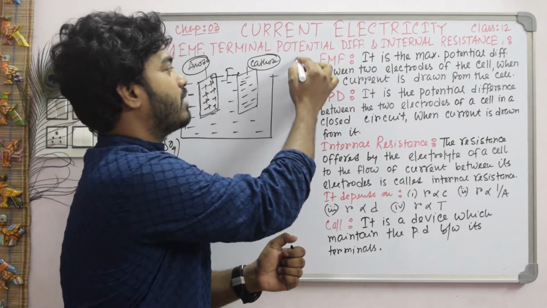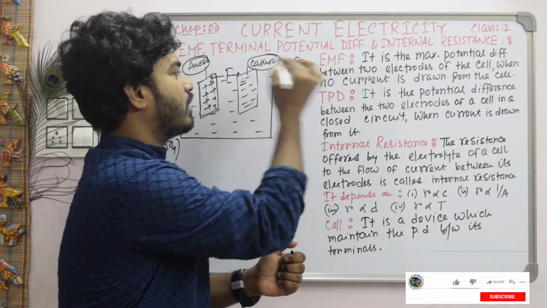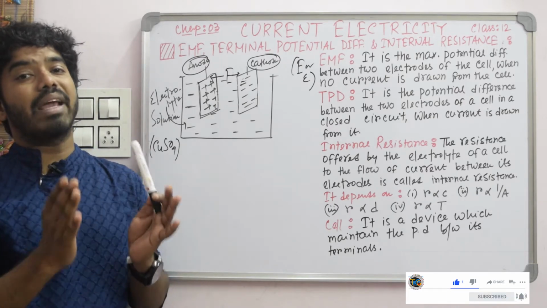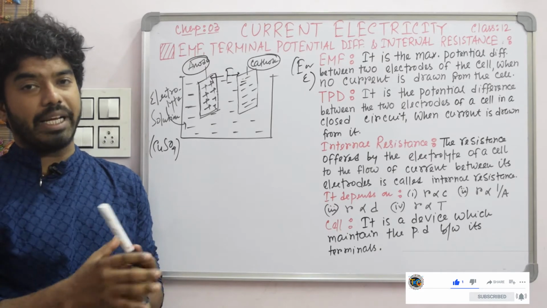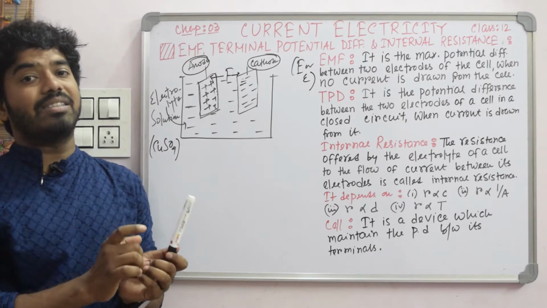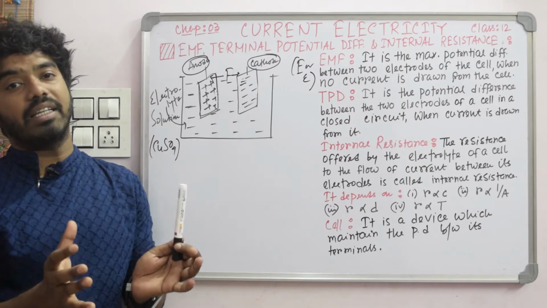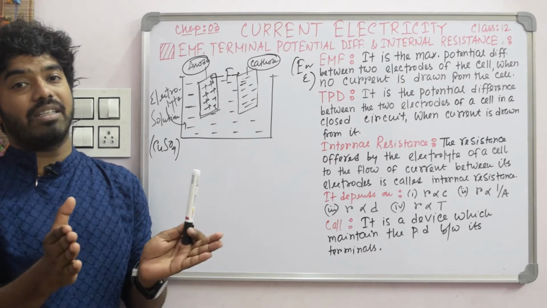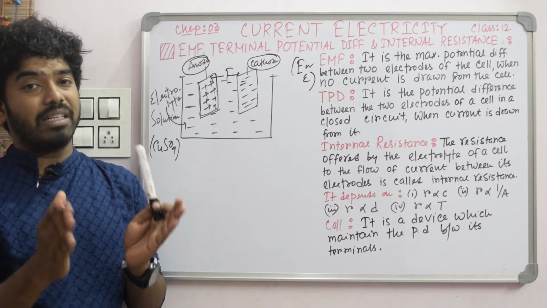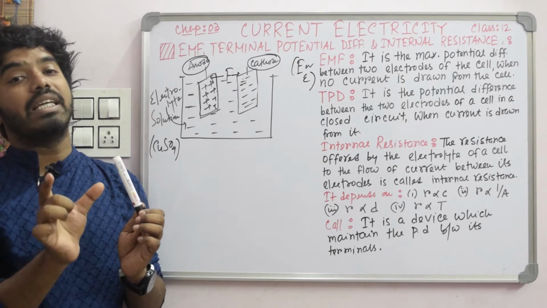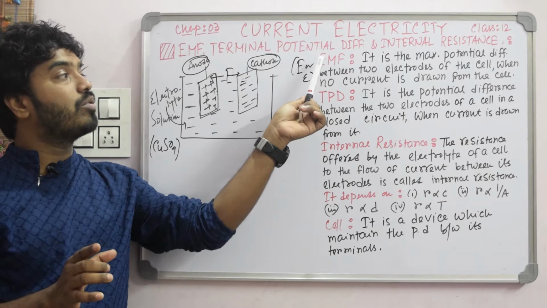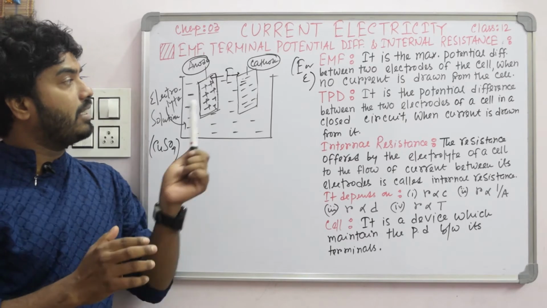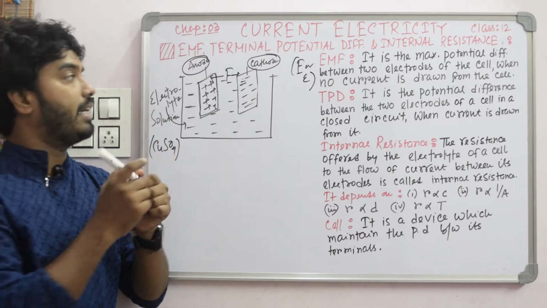Generally it is represented by the symbol E. Okay. So what is electromotive force? Electromotive force is the maximum potential difference between two electrodes when the cell is not connected with an external circuit. That means in case of open circuit, there is no flow of current in the circuit, the maximum potential difference between two electrodes is named as electromotive force.